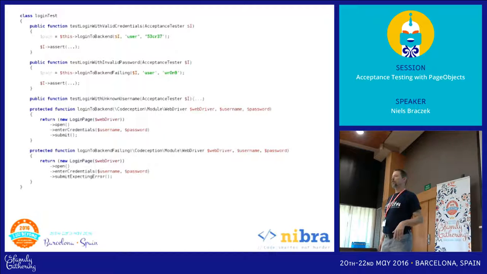Okay, I repeat for the recording. The question is why login to backend and login to backend failing are not in the page object. It is a design principle, because not with these, but with other compound actions, they could be reusable on other pages. For example, selecting a menu could be equal on this page and on that page. So putting them into a step object allows you to reuse it. If you put it into the page object, you have to redo it on that page. That's the only reason for it.